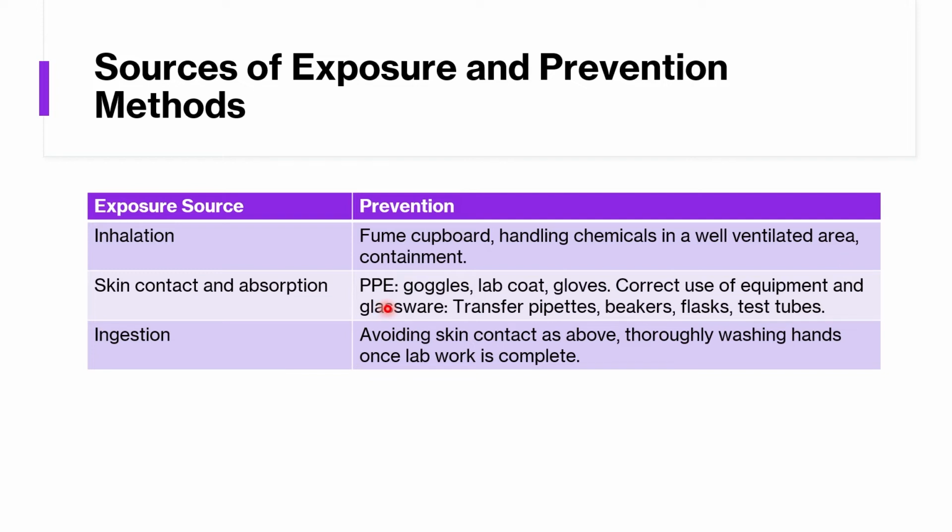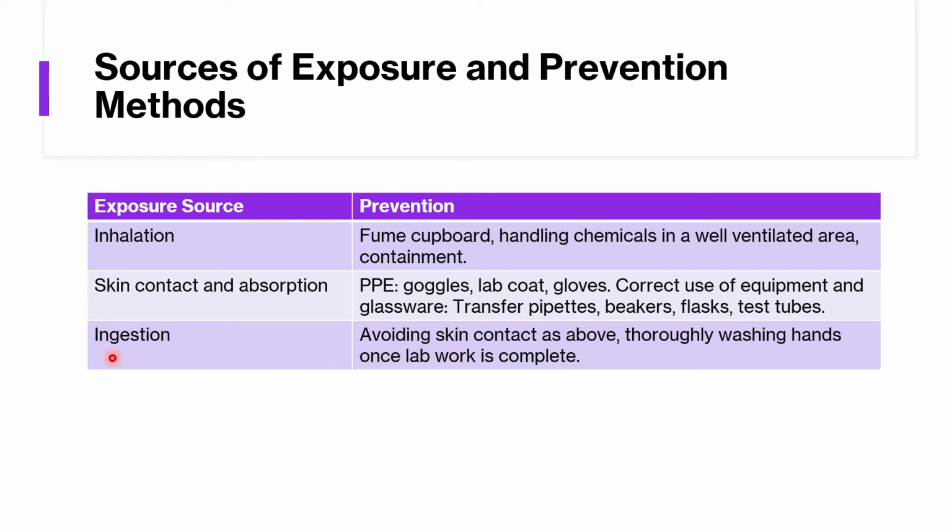When trying to avoid direct contact, wearing PPE is probably one of the most important things that we can do. That may include goggles, lab coat and gloves, but also we need to be using our equipment for containment as well. So effectively using our glassware, maybe our pipettes, beakers or test tubes to ensure that the chemicals are contained where they're meant to be and not getting everywhere where there's increased risk of contact.